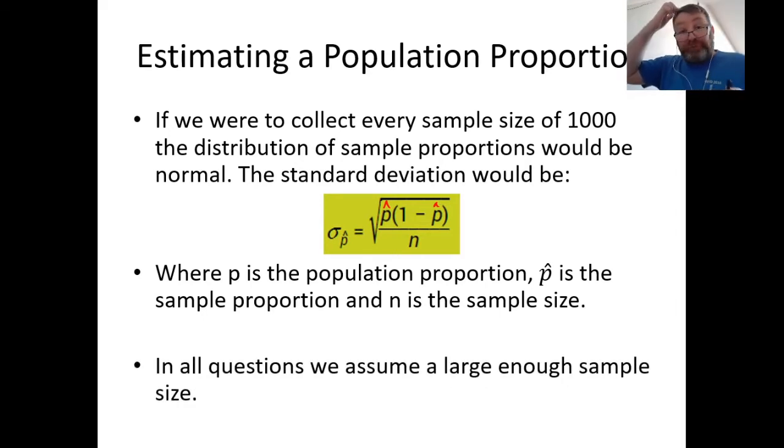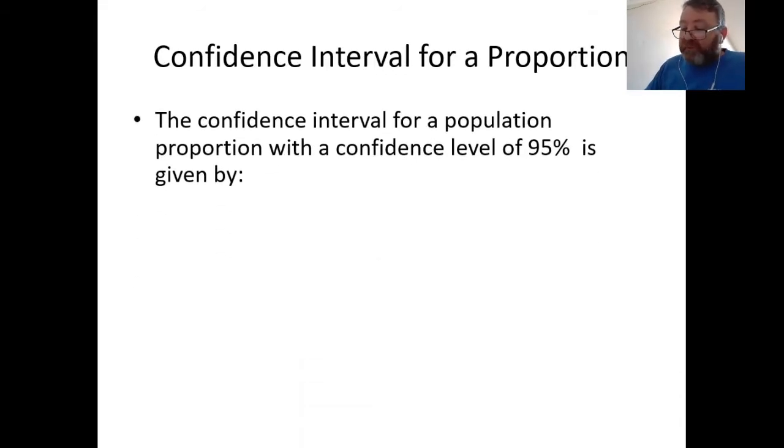So in all questions, we have to assume a large enough sample size. That goes without saying. Okay, the confidence interval for a population proportion with a confidence level of 95% is given by the following. Now let's just think of this. Don't forget, the population proportion is built on the sample proportion. So I need a p hat, I need a 1 minus p hat, so I need the fraction representing success, I need the fraction representing failure, and I need the number of people or the number of objects in the sample. I need those three.